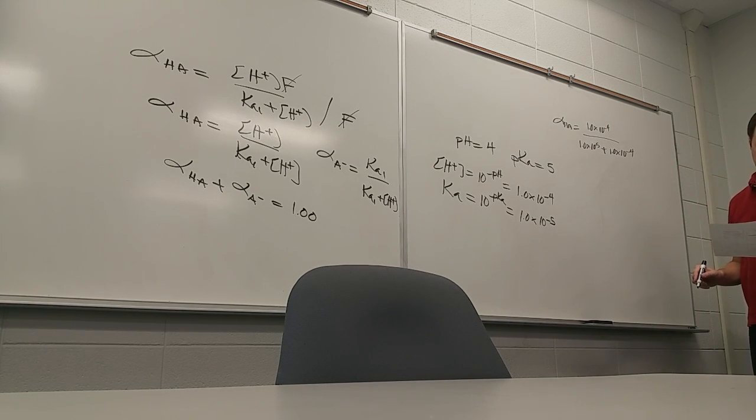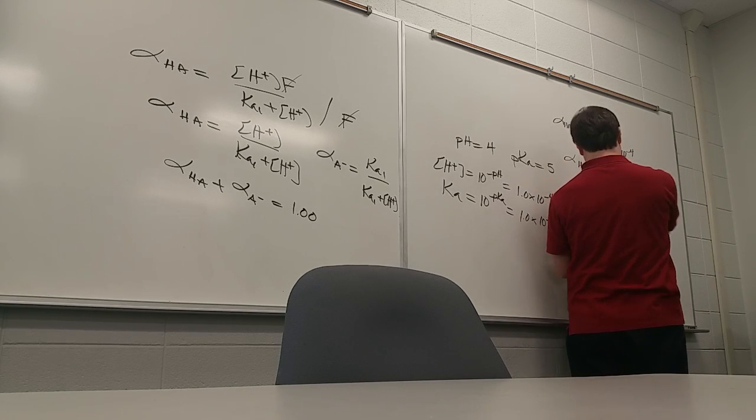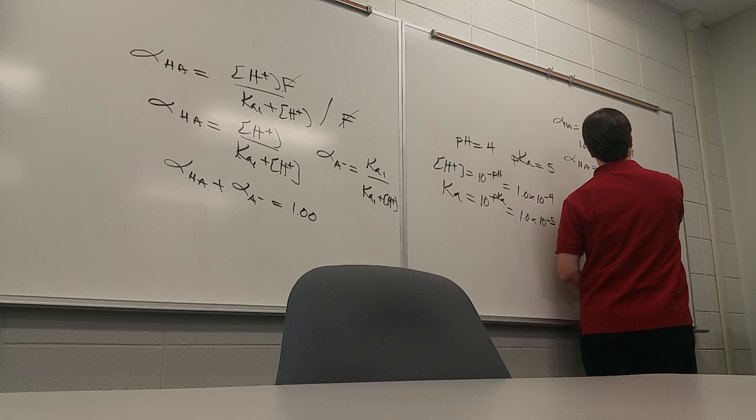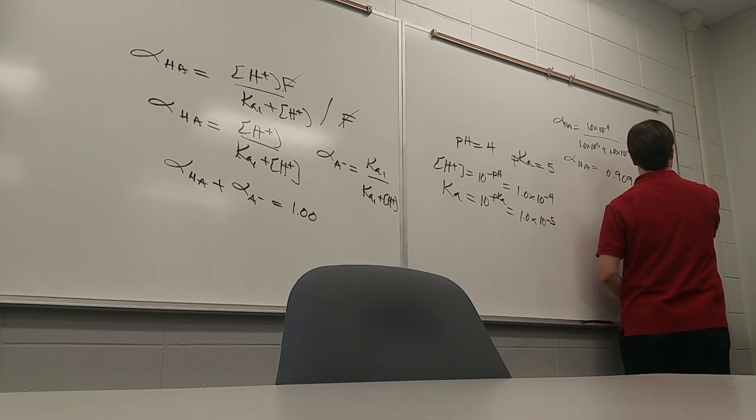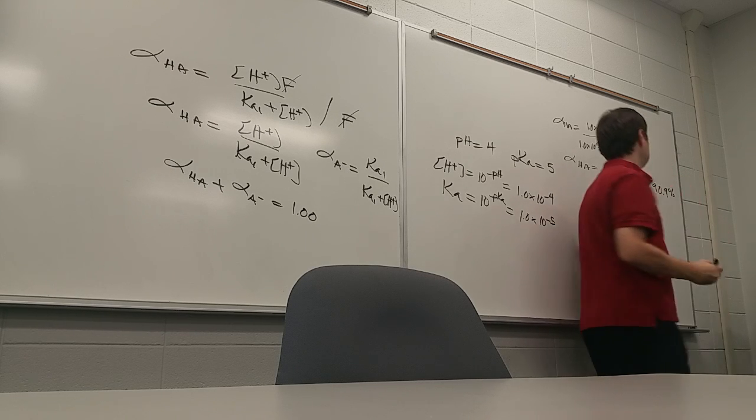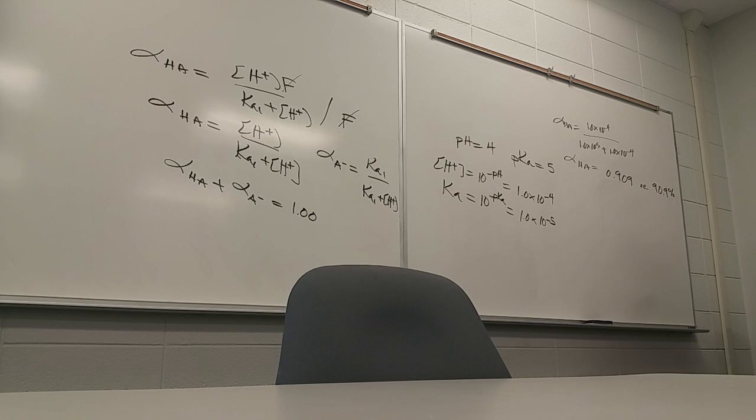If you do that, you get a fraction of HA of 0.909, or if you like, about 91%, which kind of makes sense. You're 1 unit away from pKa, so it's about 10 times more acid than base.